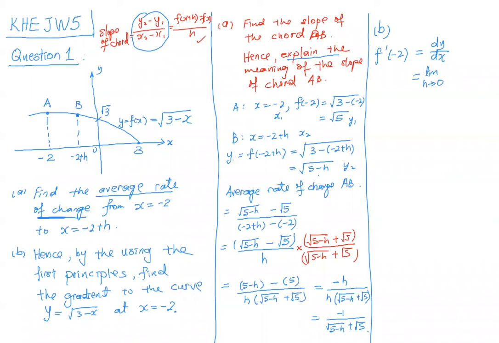So I have to write down the slope of the chord. Then I will get the mark. So I will get 1 mark already. So as h approaches 0, square root of 5 minus h approaches square root of 5. So I will write down negative 1 over square root of 5 plus square root of 5. So I will get the answer.